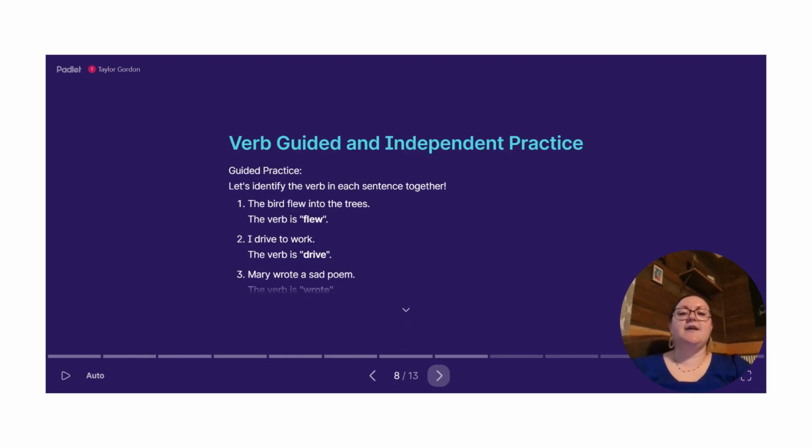Let's do some practice together. Number 1, the bird flew into the trees. Our verb in that sentence is flew. We can tell because it's an action. Number 2, I drive to work. Which word in that sentence is an action or a state of being? Our verb is drive. And number 3, Mary wrote a sad poem. Our verb in that sentence is wrote. Wrote is an action.